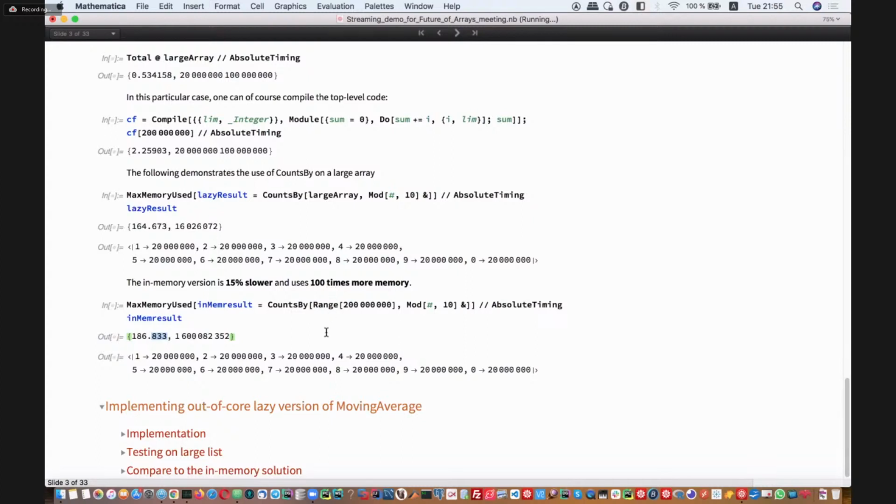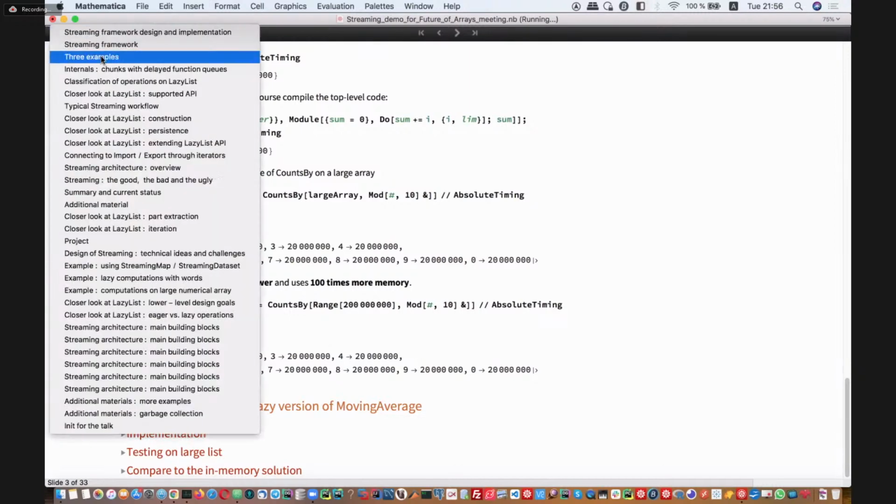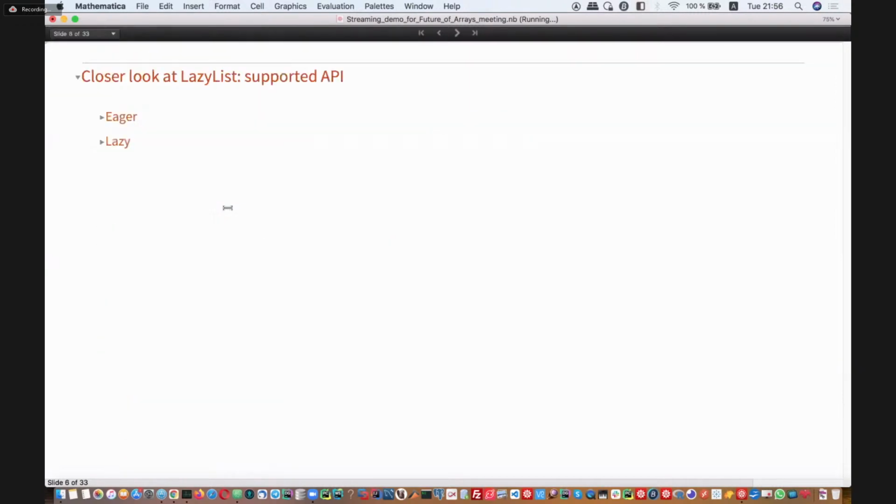Okay, hold on a second. So you're saying that this lazy counts by, how does this actually work? I mean, it's going through the kernel. It's up values which are directing these things into special streaming implementations. How many functions have you done that for? I can tell you exactly, because I have a list of supported API.